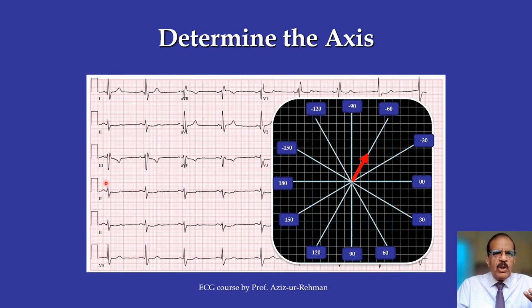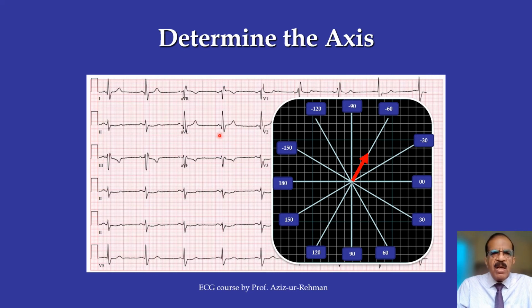As I told you earlier, we had to subtract this part. So this is the line arrow drawn along the negative terminal of limb lead 3 because it is downward deflection, and the length of this arrow is proportional to the depth of this QRS complex.